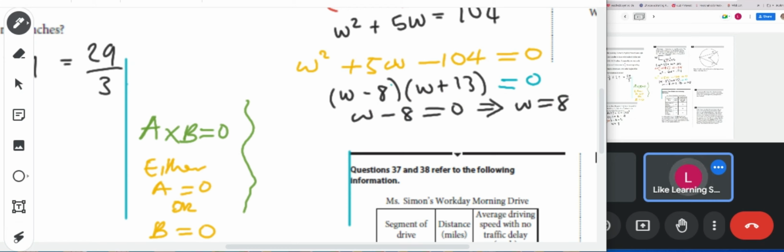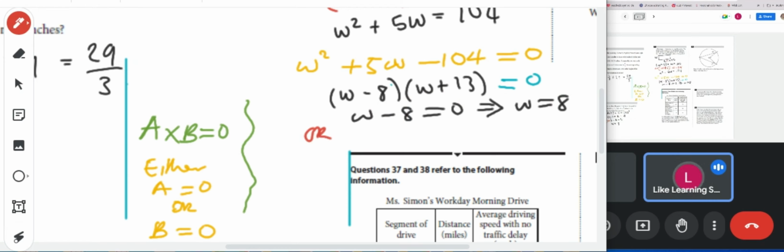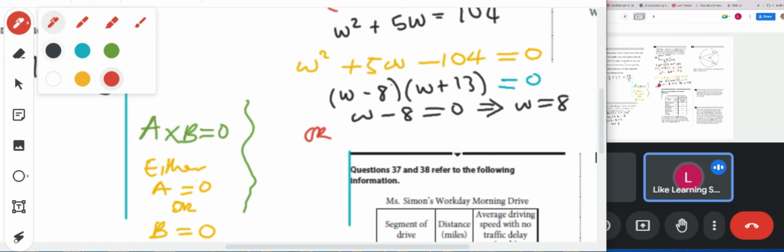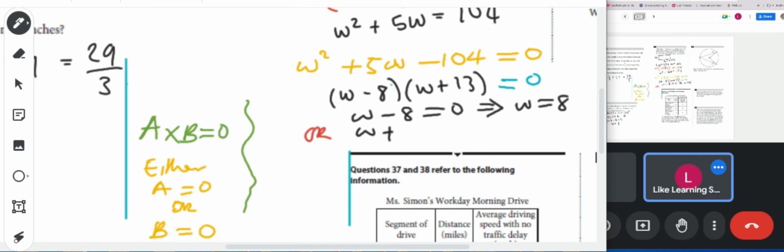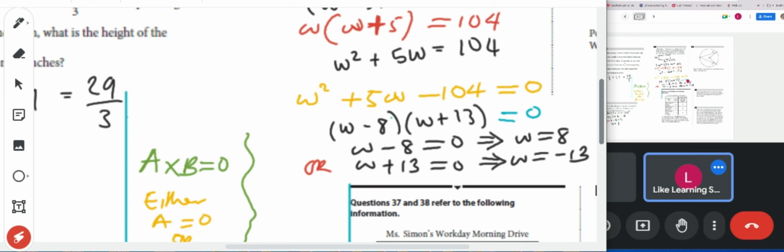Or w plus 13 equal to 0, which gives w is equal to minus 13. So which one do you choose? You have two answers, plus 8 and minus 13. Plus 8, because the width cannot be negative, so it's the positive answer you choose. So the width is 8.